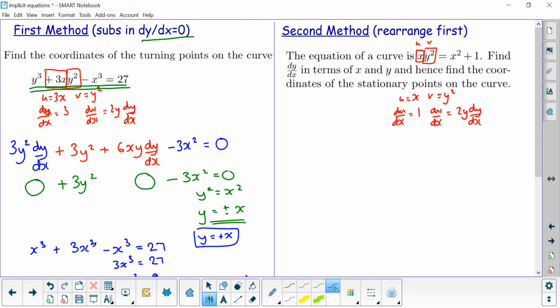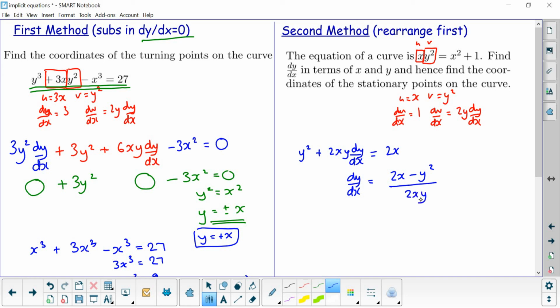Okay, so let's use the product rule, v du by dx, so that is y squared, plus u dv by dx. Okay, and then we've got equals, then we differentiate x squared, we get 2x, differentiate 1, we get 0. So that's it. So we need to rearrange this to make dy by dx the subject. So let's subtract the y squared, and then we need to divide by 2xy.